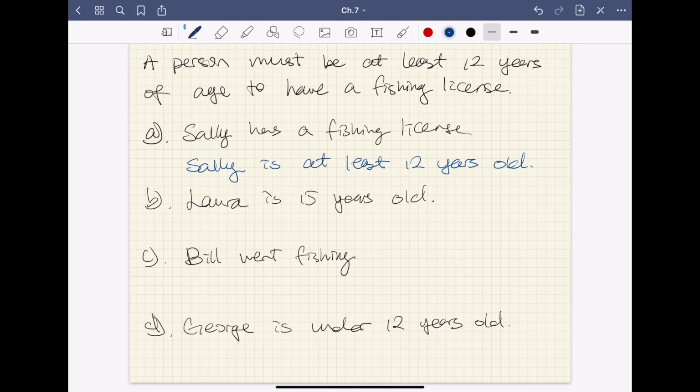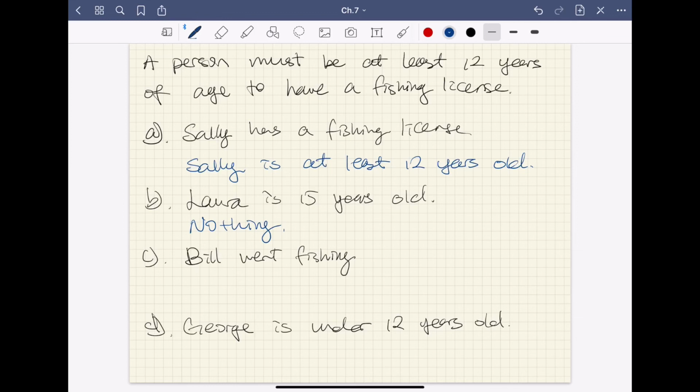Okay, next one. Laura is 15 years old. What do you know about her? She is 15 years old doesn't mean that she has a fishing license because she might not like to fish, so she doesn't get one. So from this argument, we can't draw anything. We don't know anything about her. We just know that she's 15 years old. We don't know whether she has a fishing license or not.